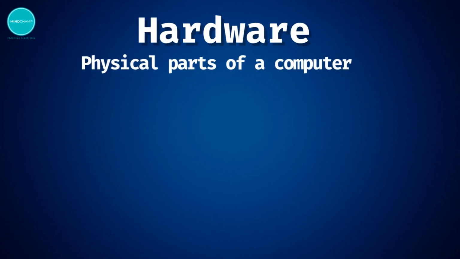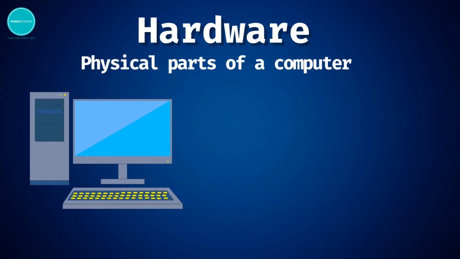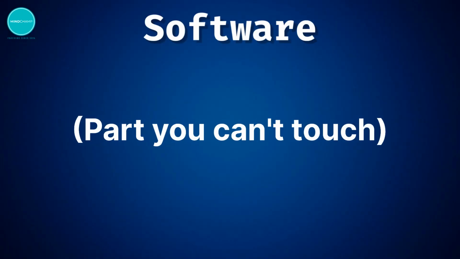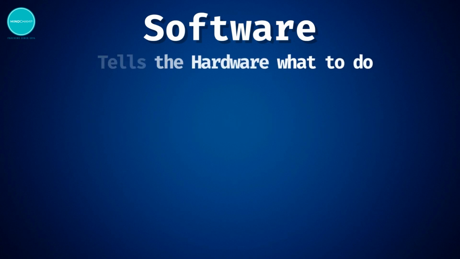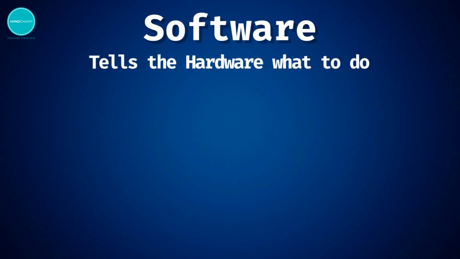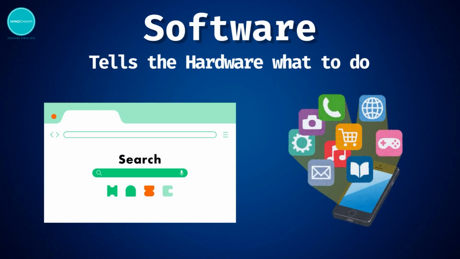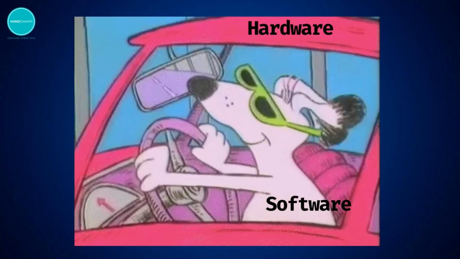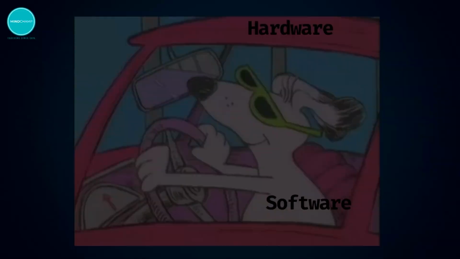Hardware. These are the physical parts you can touch. These include the external parts like the screen and keyboard, and internal parts like the CPU and hard drive. Software is the part you can't touch. It is a set of instructions that tells the hardware exactly what to do, such as browsers or apps. You can think of hardware like the car and software like the driver.